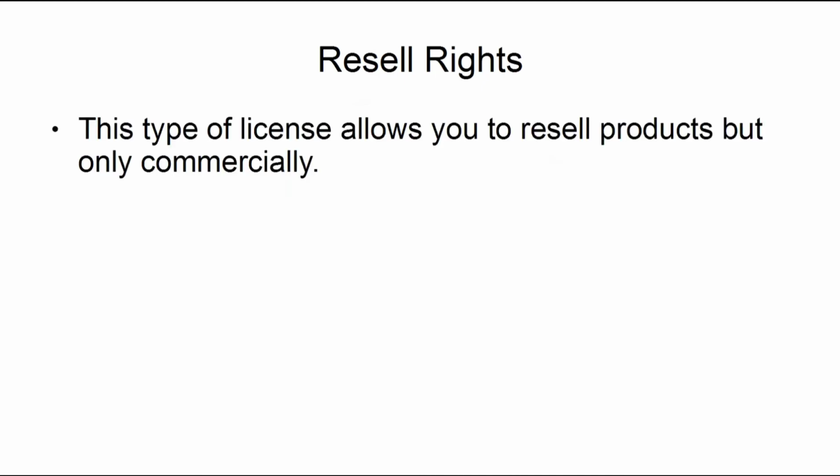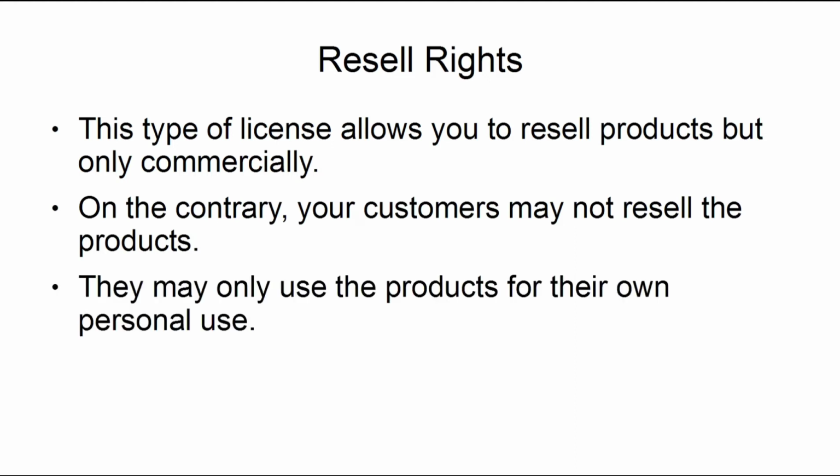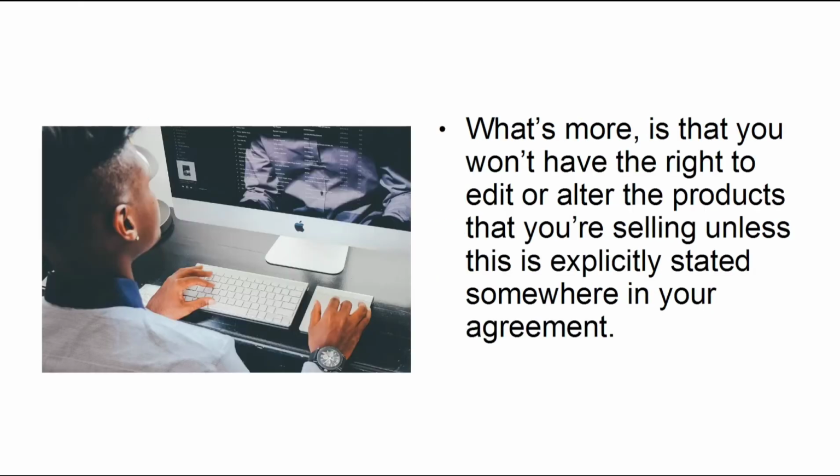Resell rights. Resell rights, often abbreviated simply RR, do exactly what they say on the box. This type of license allows you to resell products, but only commercially. On the contrary, your customers may not resell the products. They may only use the products for their own personal use. What's more is that you won't have the right to edit or alter the products that you're selling unless this is explicitly stated somewhere in your agreement.